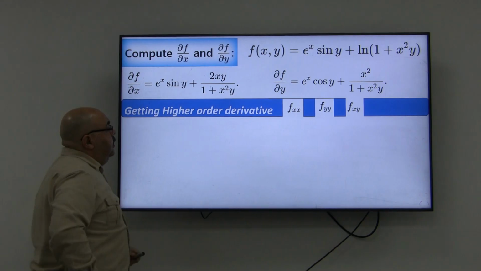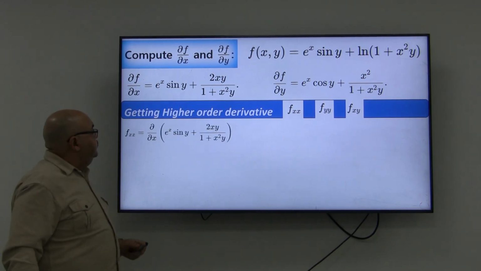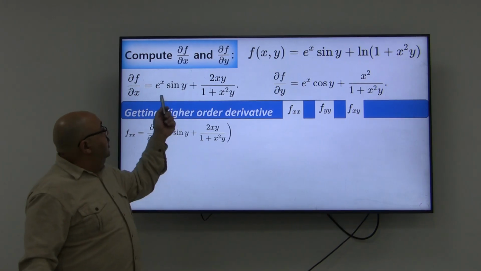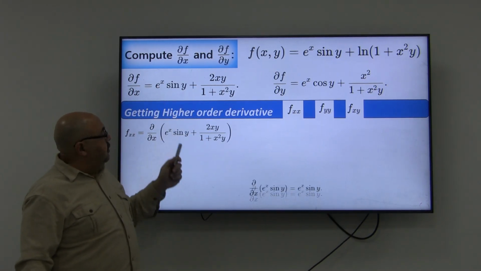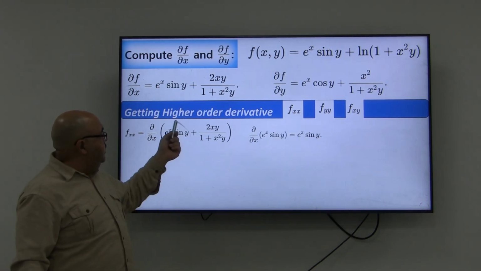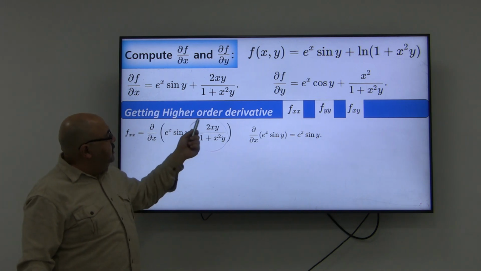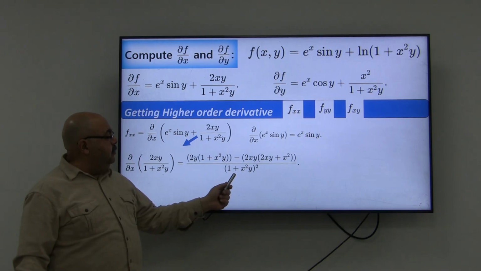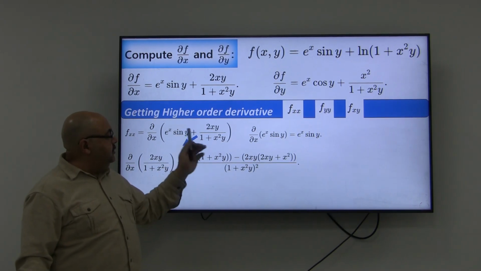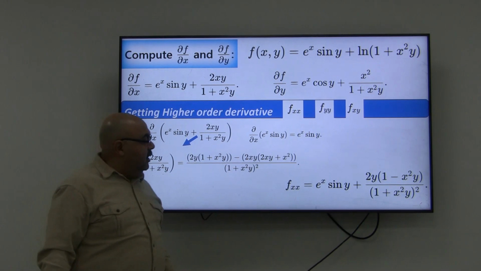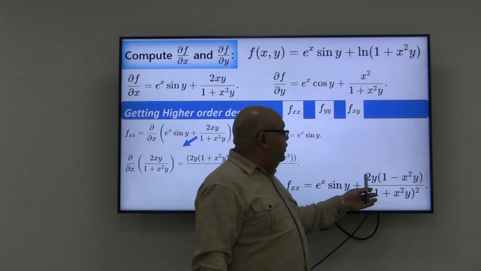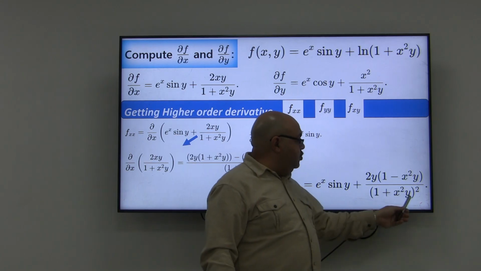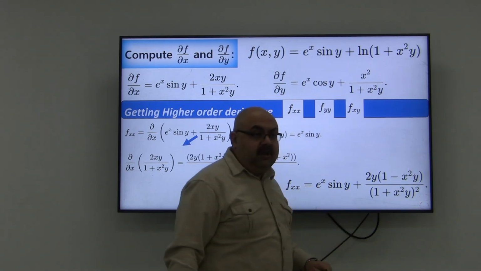So once more, if I want to find f double x, I will start by differentiating e to the power of x. It's going to be exactly the same, e to the x sine y. Then I will take this part, and make the denominator to the power of 2, differentiating the denominator times the denominator, and so on. Then taking the value of 2y, it's going to be 1 minus x squared y, divided by 1 plus x squared y to the power of 2, times e to the x sine y.